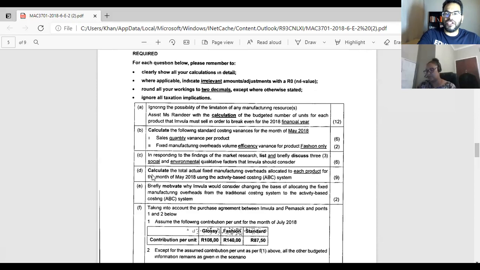Okay, so they're saying calculate. So the word calculate means you can do whatever you want to do. A calculation can be done in any way. What do they want? Actual fixed manufacturing overheads for the month of May. So actual information was under number 3 and number 2, but they want ABC. ABC is under number 3. So that helps you to navigate where to look within the scenario. So now I'm going to do it on Excel. I'm just going to open up Excel quickly, and then I'm going to give you an overview of ABC.